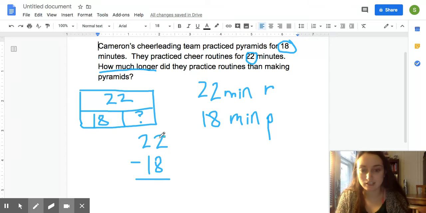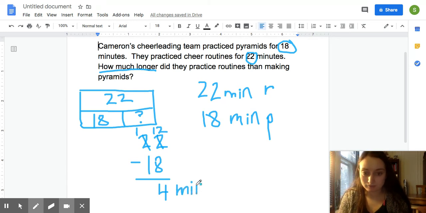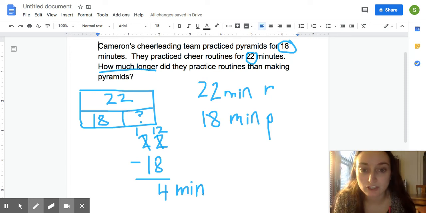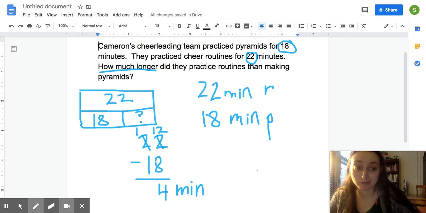Now, 2 minus 8, I can't do that. So I need to regroup. I'm going to borrow from my tens place. I'm going to take one away, and I get 1. I'm going to add a 10 to my 1, so I have 12. 12 minus 8, I know, is 4. 1 minus 1 is 0, nothing. So we have 4 minutes. So they said, how much longer did they practice? So they practiced routines 4 minutes longer than pyramids. I would write the whole sentence, but I don't think I can write very well on here. But I know you guys could write an awesome sentence for that.